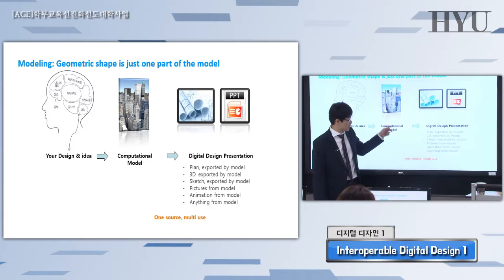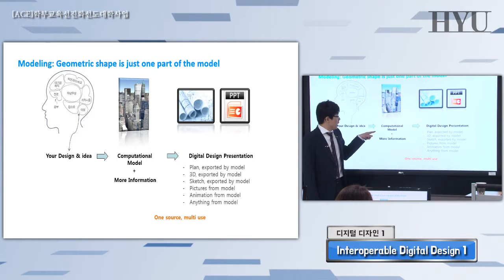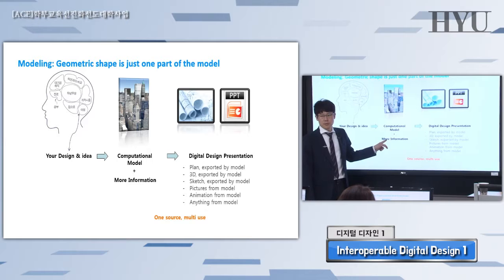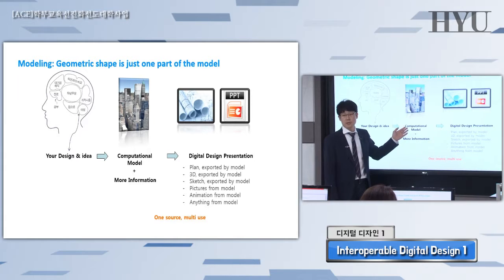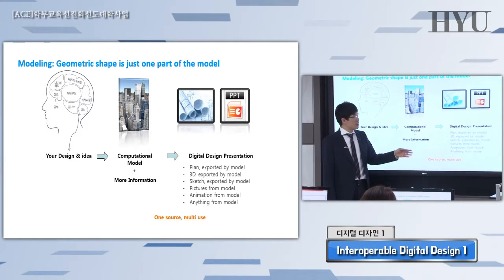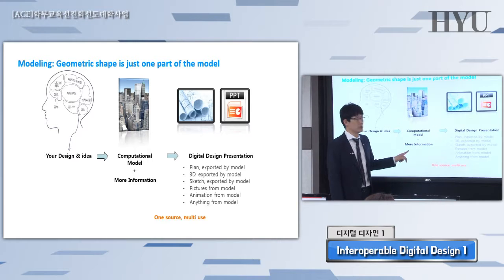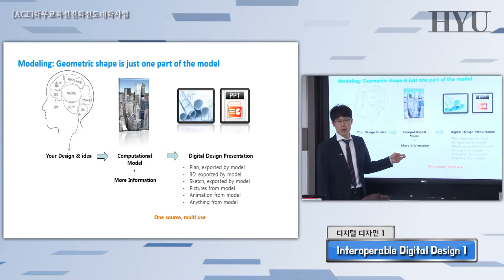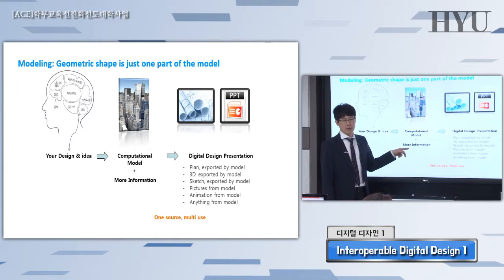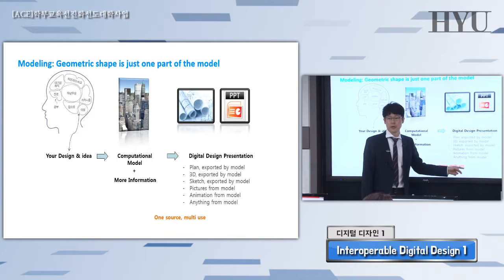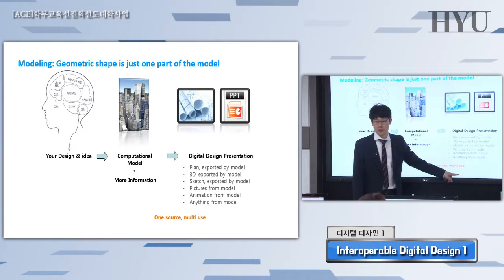So this is one source and multi-use, okay? More information appended. For example, if this is a SketchUp model, there is no way to assign material properties or some BIM-specific data. What if this is a Revit file, a BIM model? In that case, you can add an amount of associated information, rich information, okay? A richer computational model means that rich information can be presented in several ways, okay? So anyway, one source, multi-use, okay?